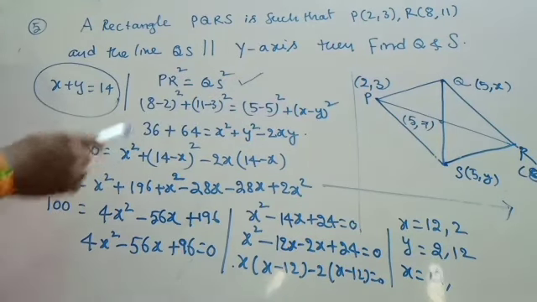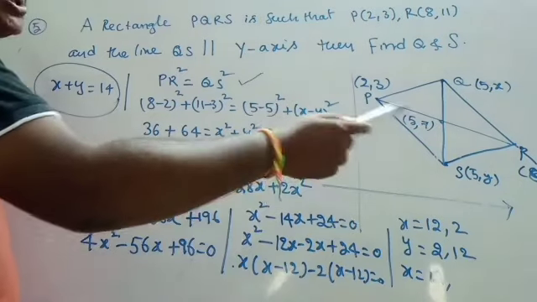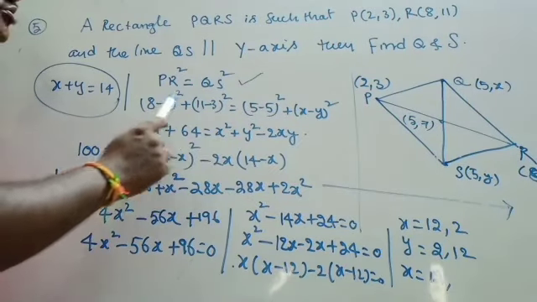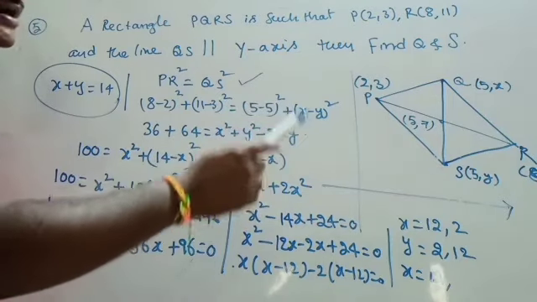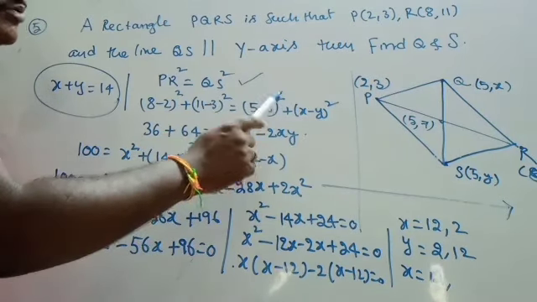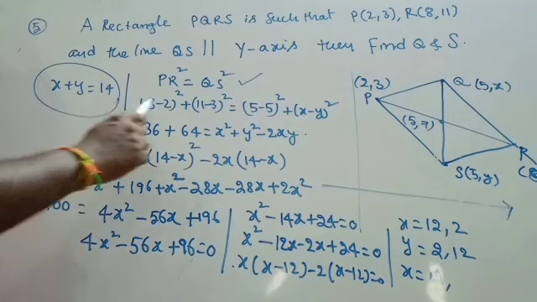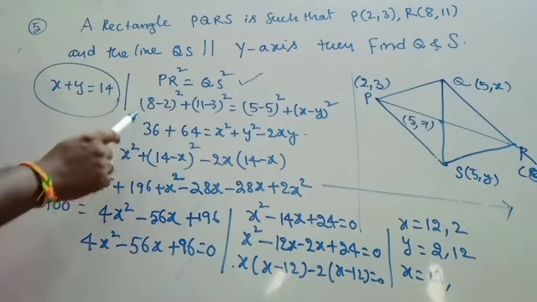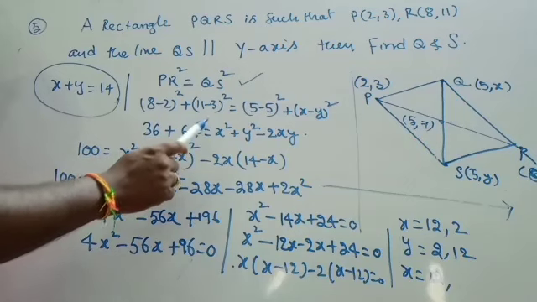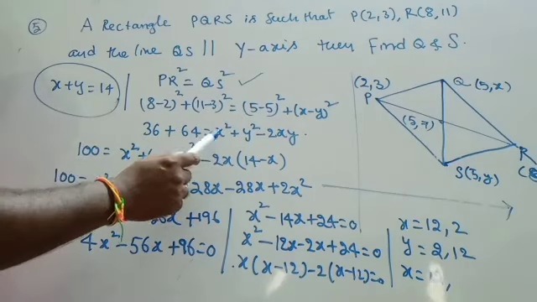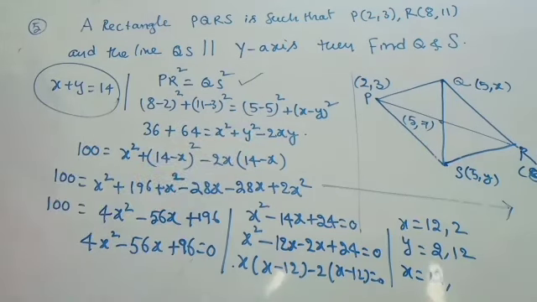PR means you use the distance formula: 8 minus 2 whole square plus 11 minus 3 whole square equals QS square. That is nothing but 5 minus 5 whole square plus x minus y whole square. Just expand it. 8 minus 2 is 6, square is 36. 11 minus 3 is 8, square is 64. And this is 0. x minus y whole square is x square plus y square minus 2xy.